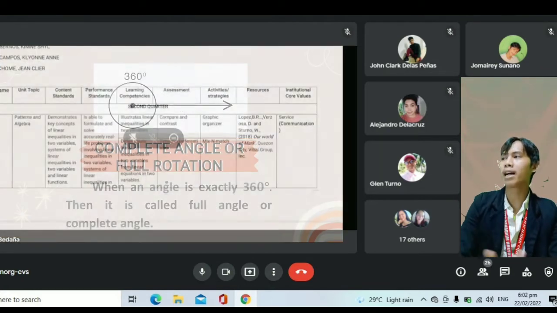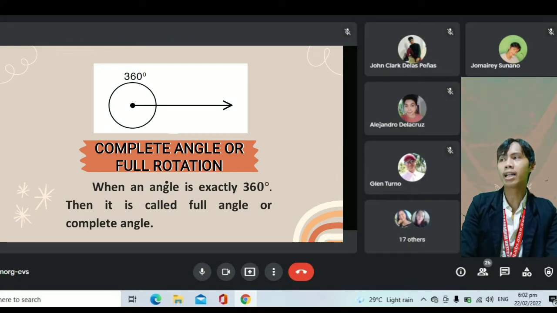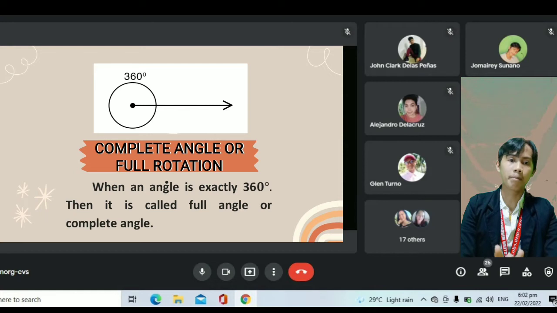Then the last type of angle, we have the complete angle or the full rotation. When an angle measures exactly 360 degrees, it will be called a full angle or the complete angle.